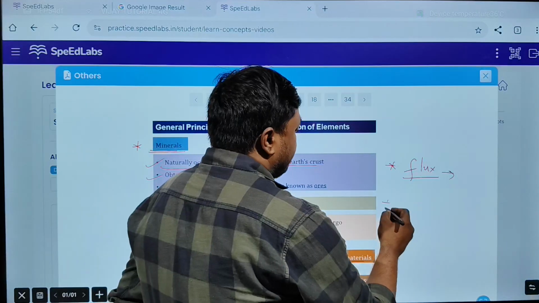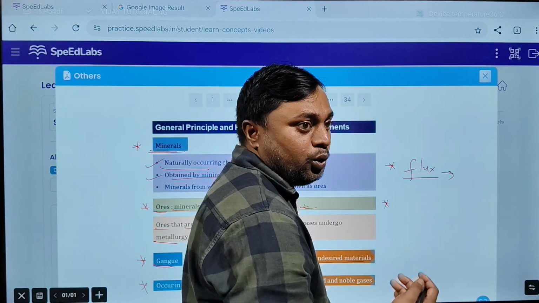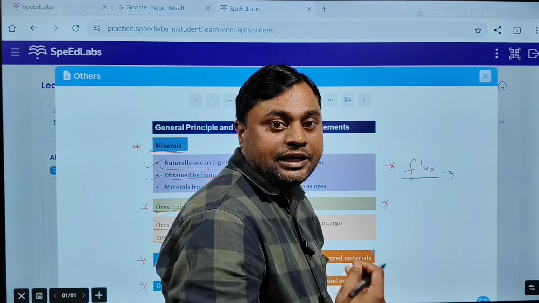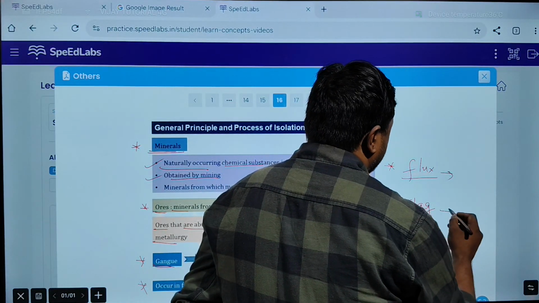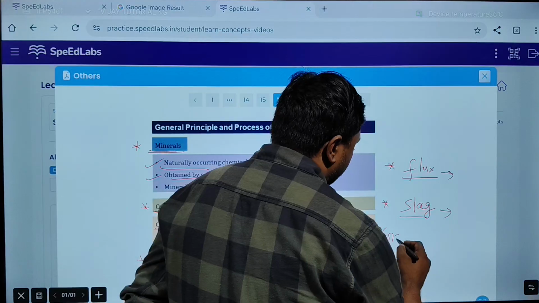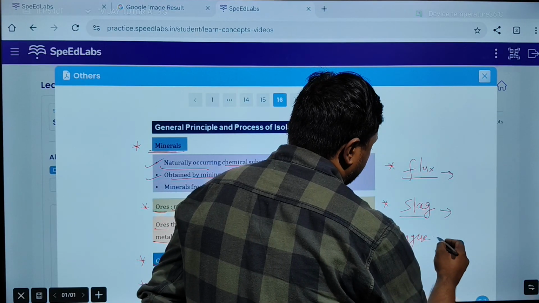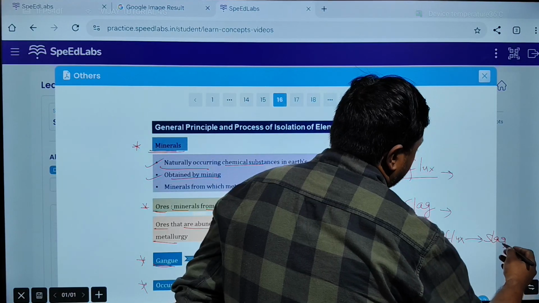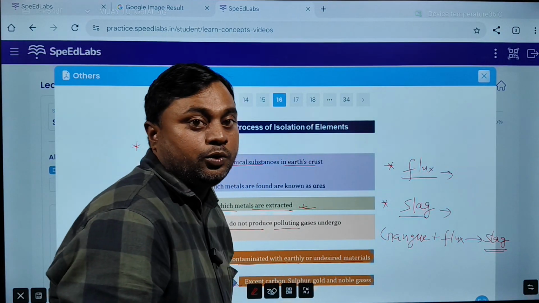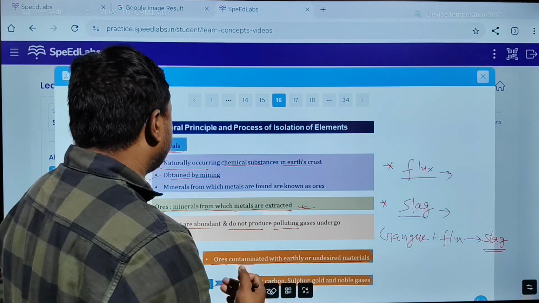Now see, during the extraction of metal from the ore, a certain unwanted substance is obtained, which is called slag. That also you should remember. So what happens? Gangue plus flux gives slag. Slag is the unwanted material which is obtained during the extraction of metal.